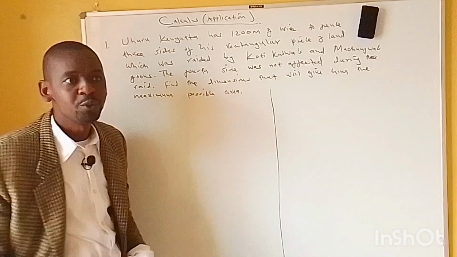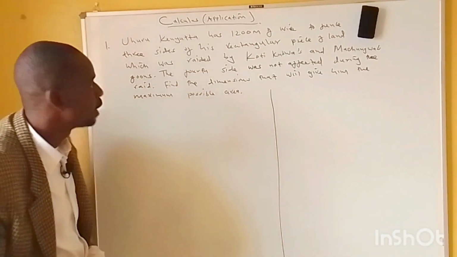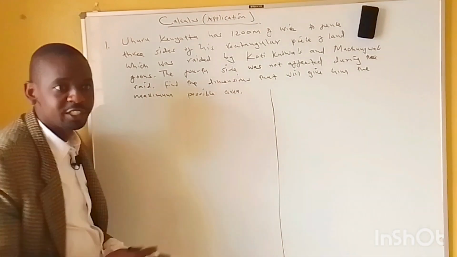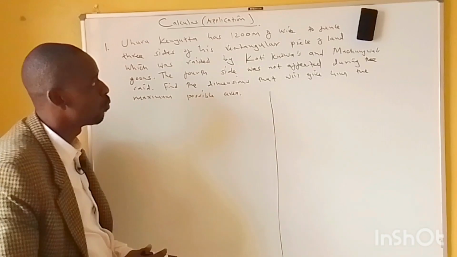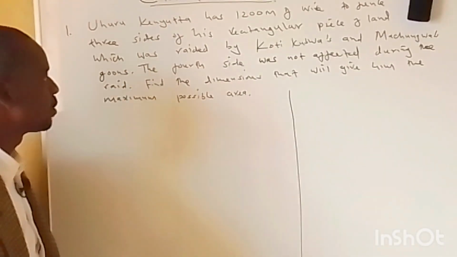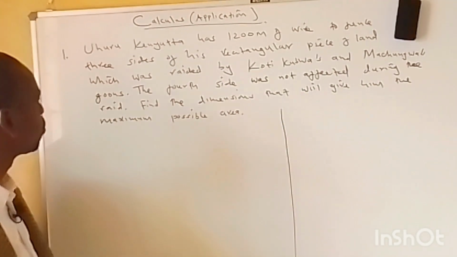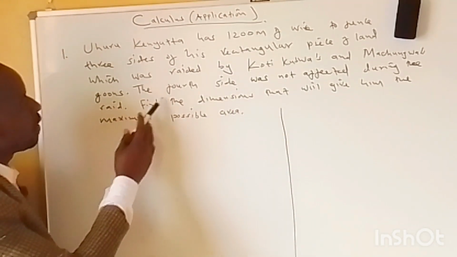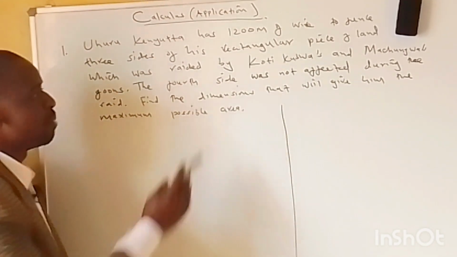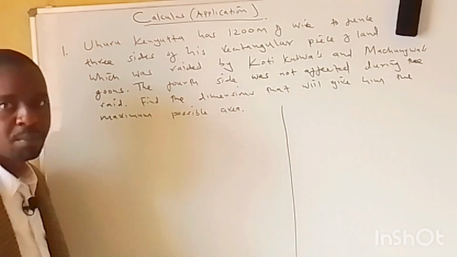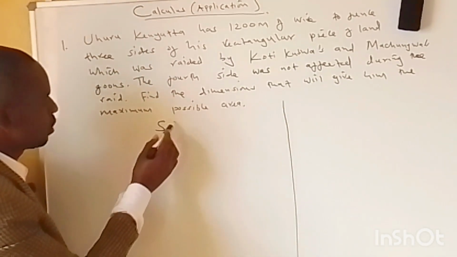Today I have something sweet for you guys, calculus and its application. The question goes, let's read it together. Uhuru Kenyatta has 1,200 meters of wire to fence 3 sides of his rectangular piece of land, which was raided by Koti Kubwa's and Machungwa's goons. Then the 4th side was not affected during the raid. Find the dimension that will give him the maximum possible area. So let's look at the solution.